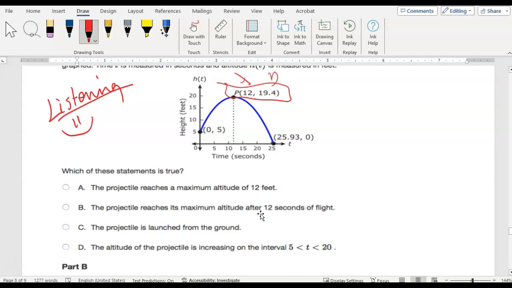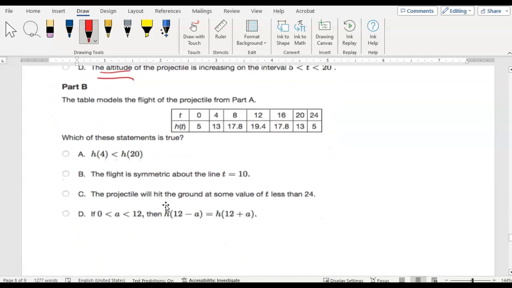C says the projectile is launched from the ground. Well, we see that our y-intercept is 0, negative 5, so it can't be launched from the ground. It's launched from 5 feet. And then D, the altitude of the projectile, so the height of the projectile, that's what altitude means, is increasing on the interval between 5 and 20. So between 5 and 20, it does increase, but then it also comes back down and it decreases, right? It goes up and then it goes back down. So that is not true. So we were correct that B is the best answer.